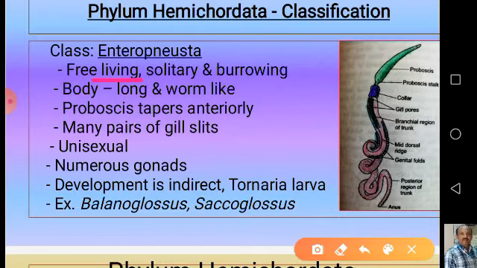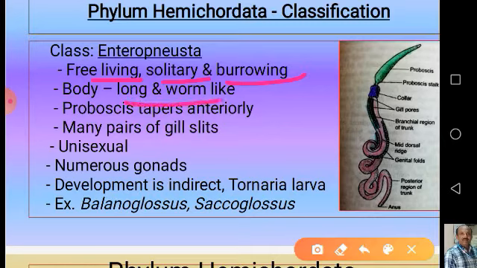So all are free living animals. They are solitary. Solitary means they live singly, and they are burrowing forms. That means they make burrows in the debris, on the floor of the oceans and seas, and they live in those burrows, that is, they are fossorial. The body is long and worm-like.